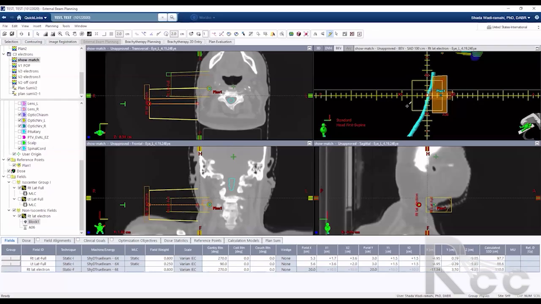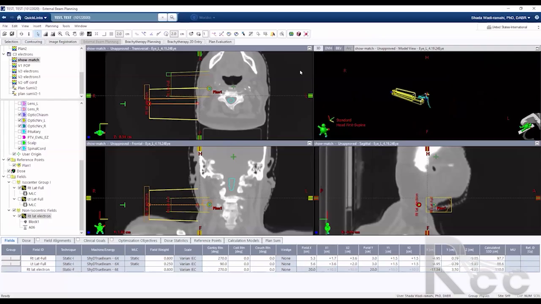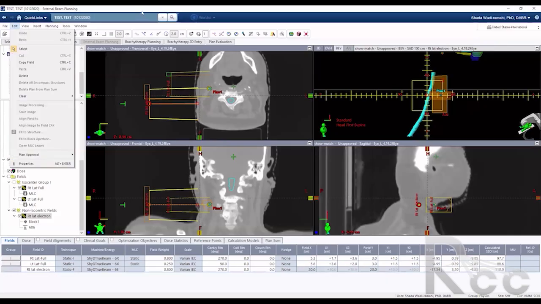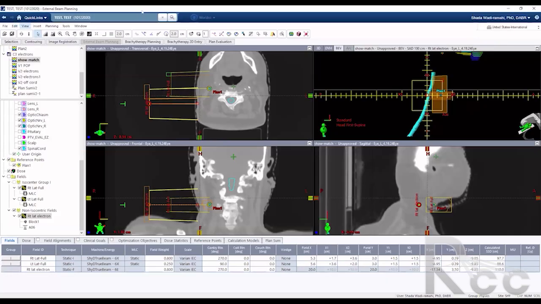And some planning systems will allow you to do this on the skin. You go to the 3D view window, and then you can see the skin, and you can match the photon and electron on the skin, depending on what you have. Yes? Lydia's asking for some clarification. Is this like a physical block? Yes, this is a regular electron block, yes.